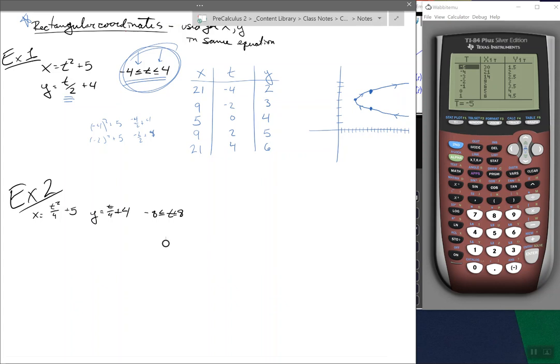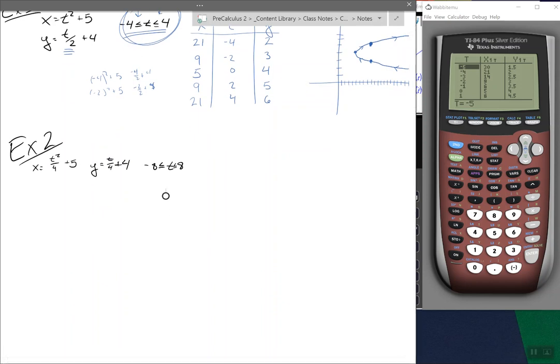Okay, hopefully you've taken a moment to work this one through, and if you did, you might have noticed something a little bit fishy. So let's take a look at this. For this equation, we have x equals t squared over 4 plus 5, y equals t over 4 plus 4, between negative 8 and 8.